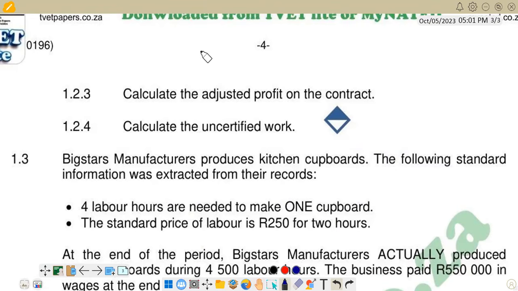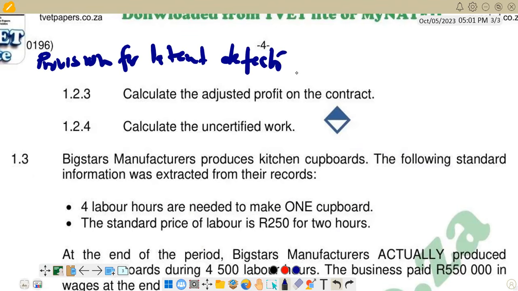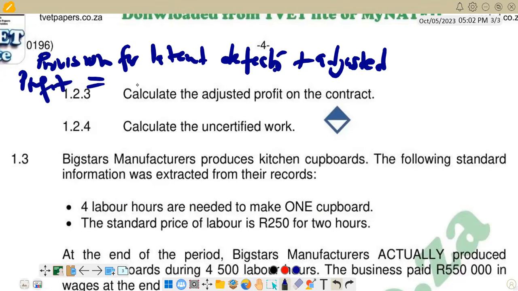We can find this adjusted profit by using this formula, which says provision for latent defects plus adjusted profits. When you do that, we should get the total profit figure.